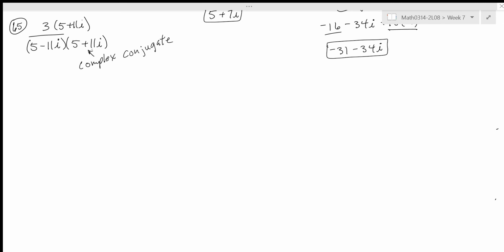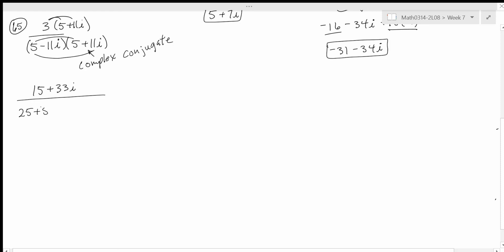Now the numerator is easy. In the top, we're just going to distribute. So that's going to give me 15 plus 33i. That's the easy part. Guess what we're going to get to do in the bottom? FOIL again. Here we go. 5 times 5 on the outside, plus 55i on the inside, and last but not least, negative 121 i squared, because that one has an i times an i. We get an i squared. Everybody follow me there? Doing the FOIL method?